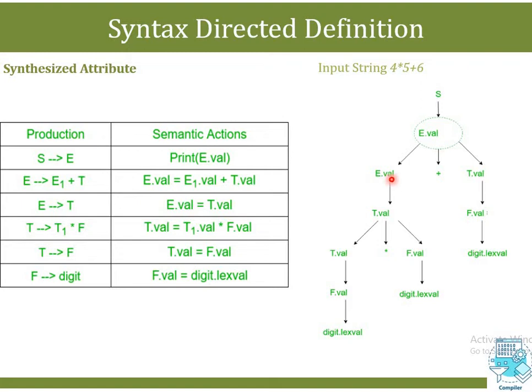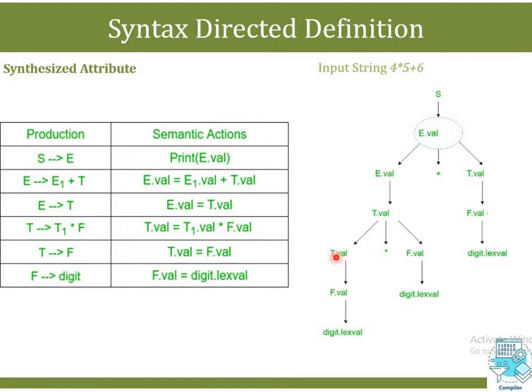So here we have E dot val. What is the value of E dot val? How to calculate it? So here E is expanded to T. So E dot val equal to T dot val. Again you want to know the value of T dot val, so you go here. T dot val is equal to T1 dot val star F dot val. So for computing the value of this attribute, you need the value of these two things. So you go to T dot val.